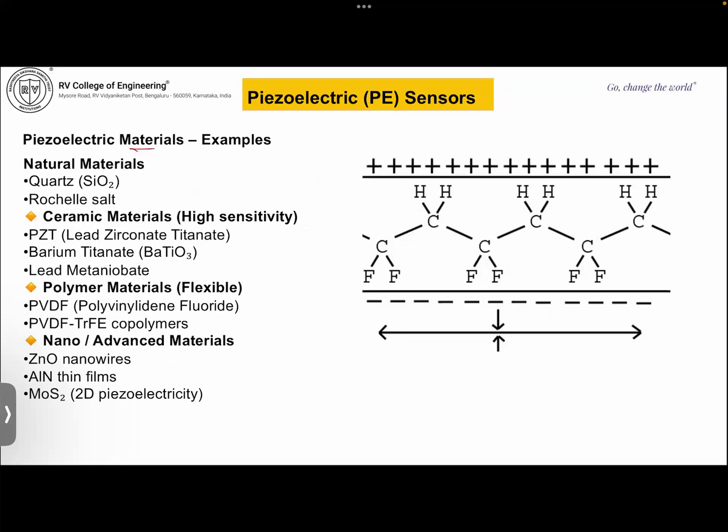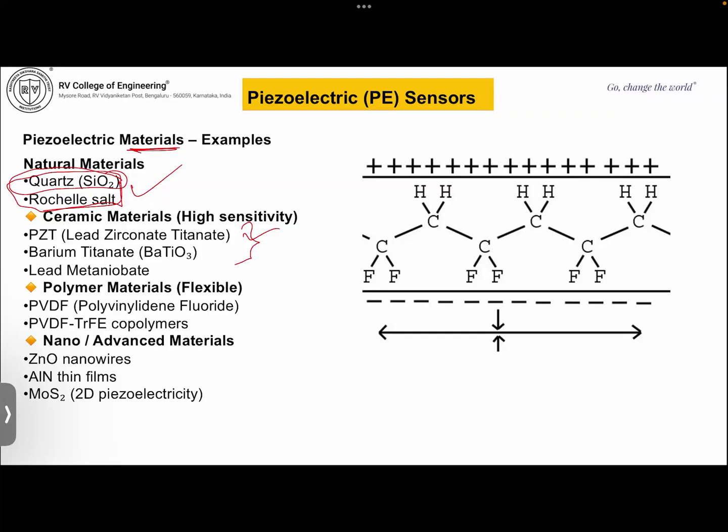Let us understand the materials which can exhibit piezoelectric property and are being used. Naturally, quartz is widely used. Quartz and Rochelle salt are widely used as piezoelectric materials, and some ceramic materials which are highly sensitive, like PZT. PZT: P means lead, Z means zirconium, T means titanium. So lead zirconate titanate is a widely used ceramic-based piezoelectric material, and barium titanate and lead metaniobate are also used. These are ceramic, metal oxide based materials.